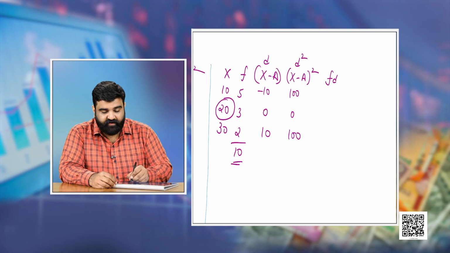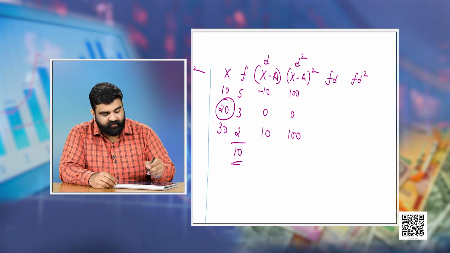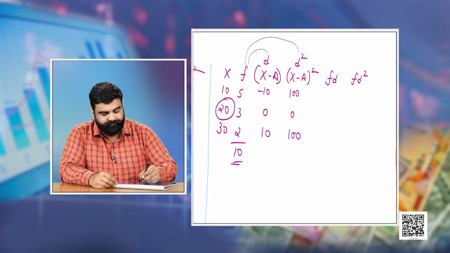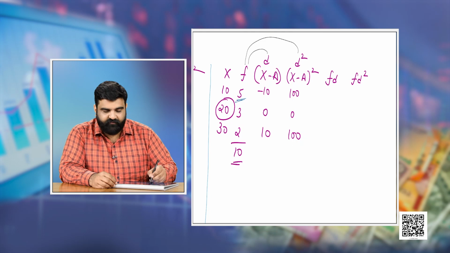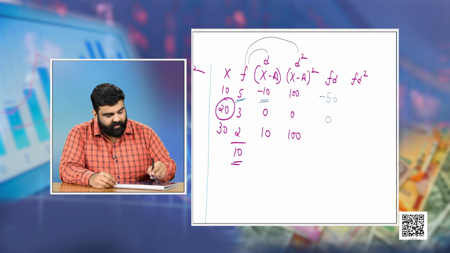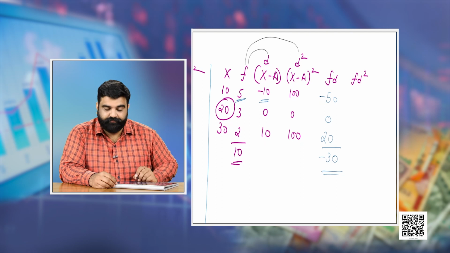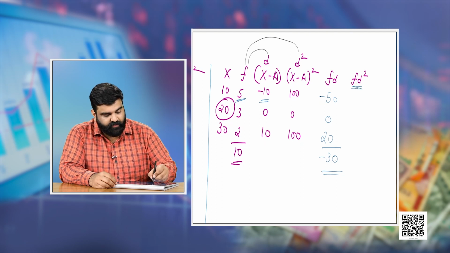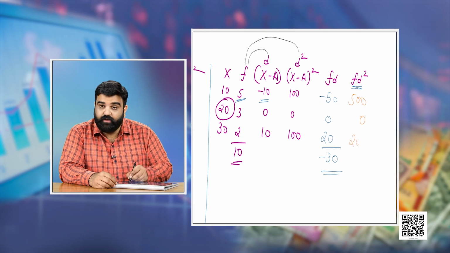Now, we have to find fd and we have to find fd square. So, let us multiply d with f and then multiply d square with f. Multiplying f and d, I get this as minus 50, this as 0 and this as 20. So, this will be minus 30. Now, I have to calculate fd square, which is 500, 0 and 200.